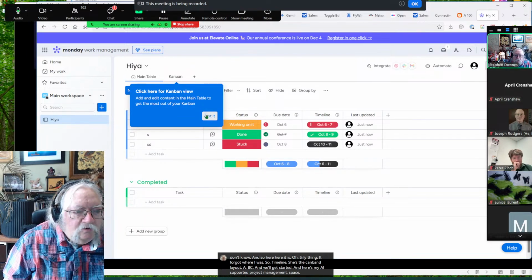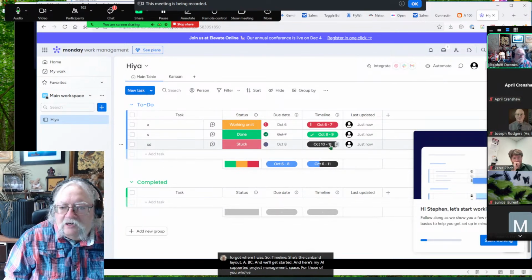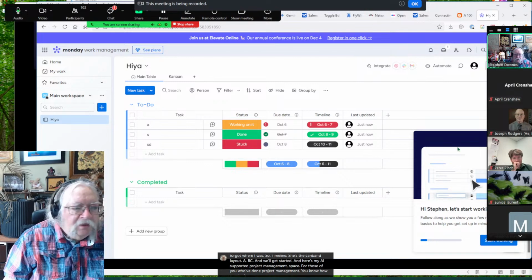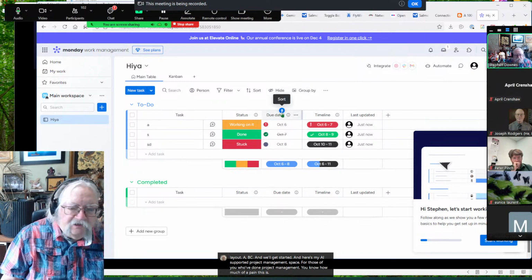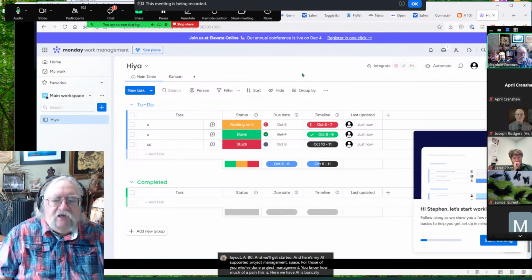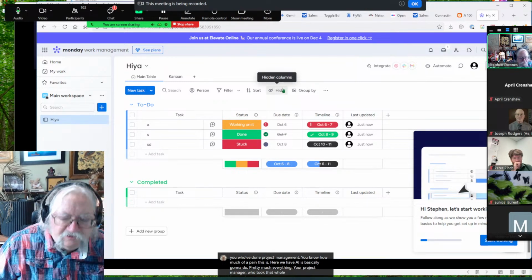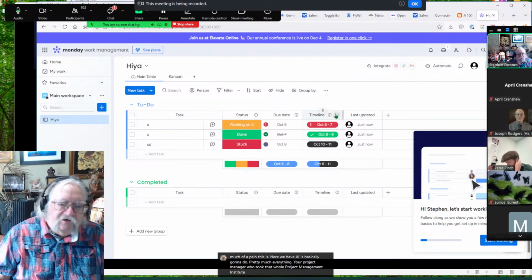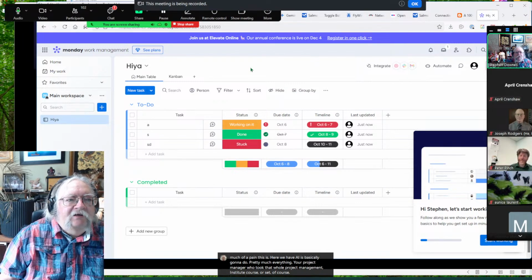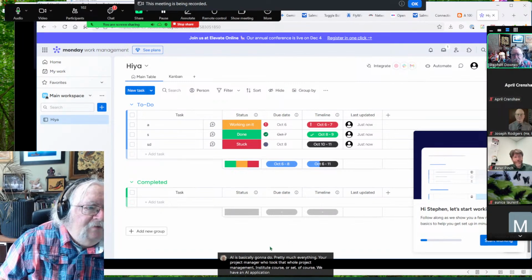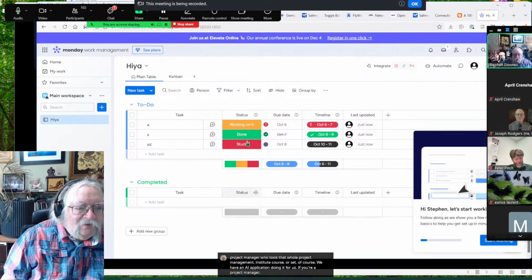For those of you who've done project management, you know how much of a pain this is. Here we have AI is basically going to do pretty much everything your project manager who took that whole Project Management Institute course or set of courses had to learn how to do. We have an AI application doing it for us. If you're a project manager, I'm so sorry.